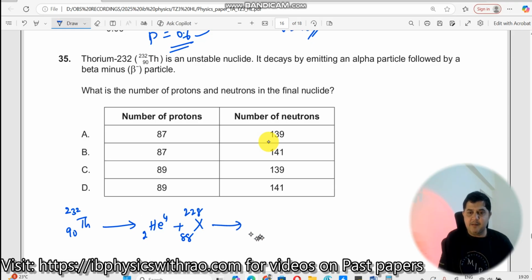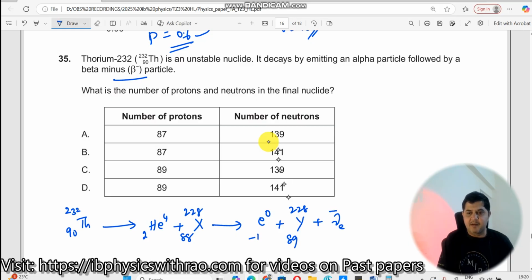And after this, what happens? It's followed by a beta minus particle. So it should be minus 1 E0 plus Y. When I write Y here, you should not consider the earlier one now. I should say that this element has decayed into this one here. So if it is 88 here, this should be 89 over here, and this is 0, and this should be 228. Probably you should also write the antineutrino over here. Anyway, this does not contribute anything.